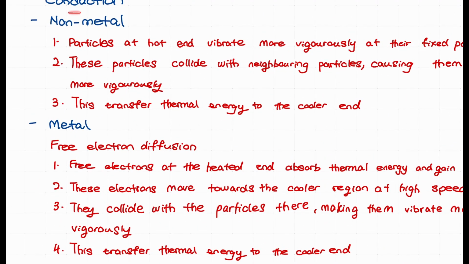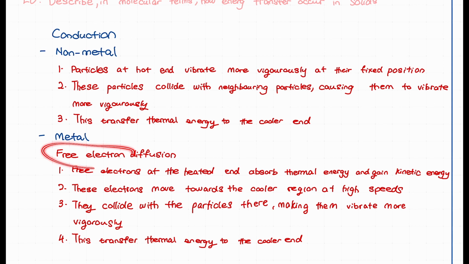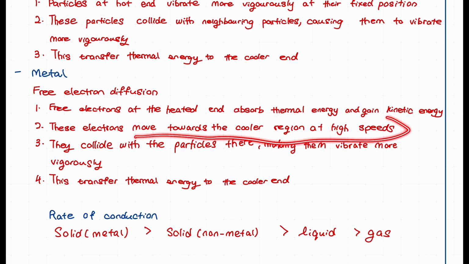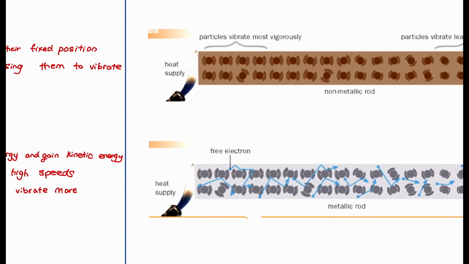That's for non-metal. Then we also need to know for metal. So in addition to all these, metal also has this thing called free electron diffusion. As the name suggests, free electrons means they can move about. So when it is heated at the end, they will absorb thermal energy and gain kinetic energy. These will then move towards the cooler region at high speed, colliding with the particles over there and make them vibrate more vigorously. This causes the energy to transfer to the cooler end.